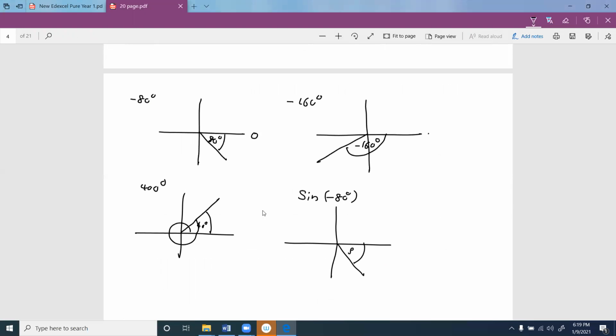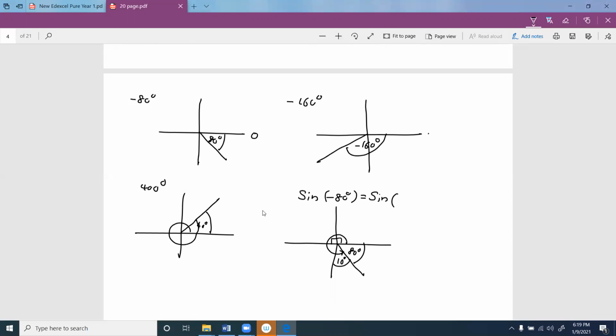This is 80. 80 means from this side we can mark the angle. From this angle, how much does it become? You can say this is similar to sine 80. If this is 80, this value is how much? This value becomes 10.